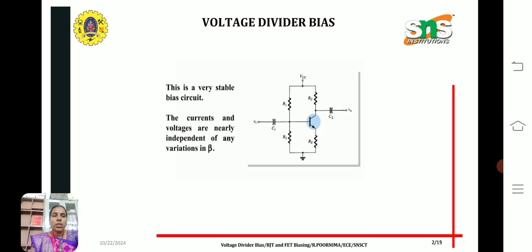Here we have a circuit of voltage divider bias with a common emitter amplifier circuit. In this, currents and voltages are nearly independent of any variations in beta. Consider the circuit here. The resistances R1 and R2 provide the biasing to the transistor. It gives potential divider bias, VCC is connected through RC to the collector, and RE is grounded. This is the common emitter amplifier circuit, and the input signal is given to the base through a coupling capacitor, and the output is taken through the C2 coupling capacitor from the collector. So the CE amplifier with voltage divider bias circuit is taken.